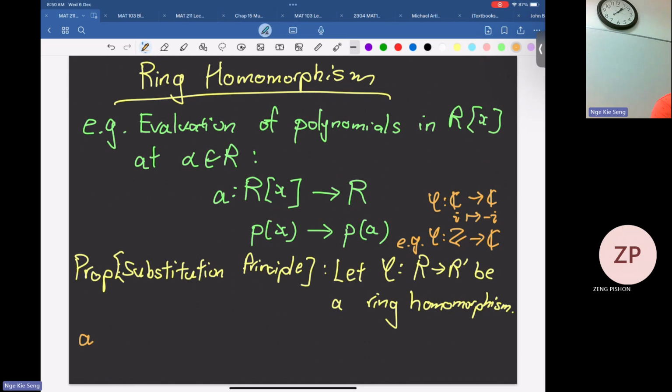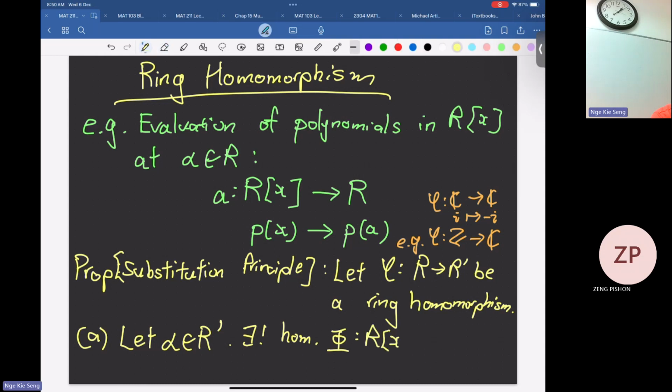So what can we do with them? We can take an element alpha from the codomain ring. Then there is this unique homomorphism, capital Φ, from the polynomial ring R[x] to R prime. What do we do? We just send my x to alpha. We just evaluate it like just now.